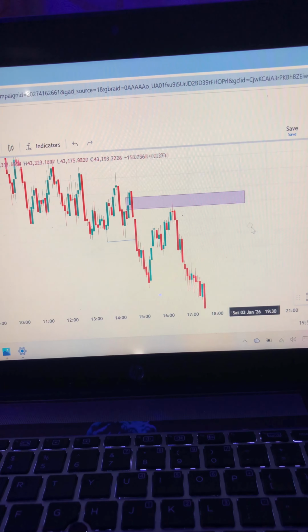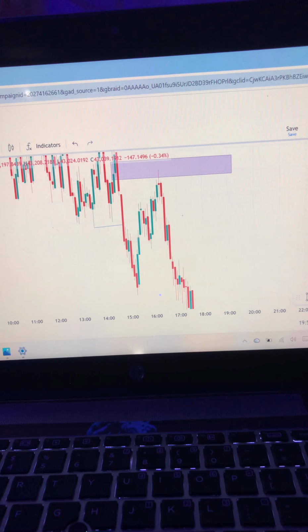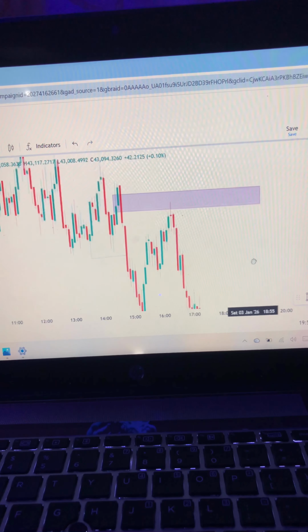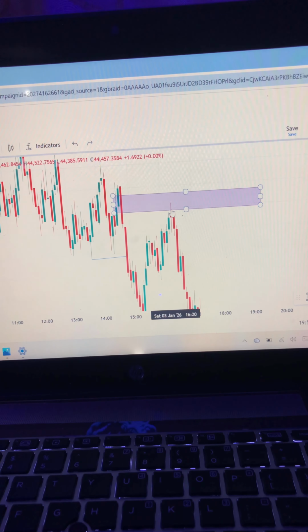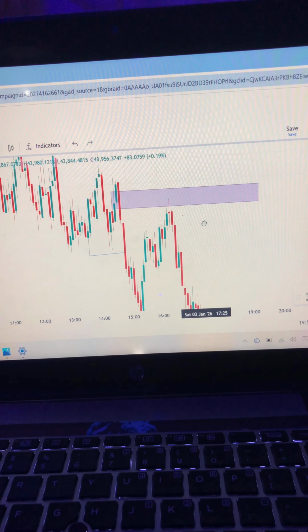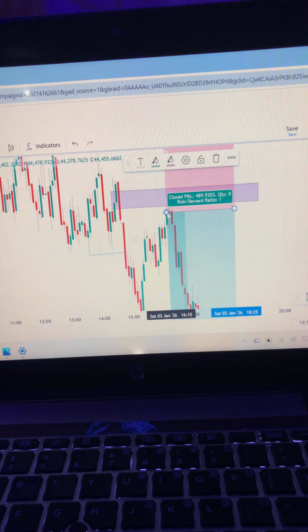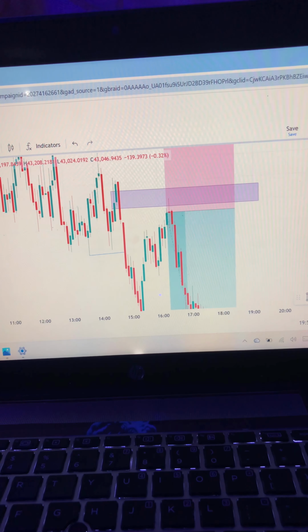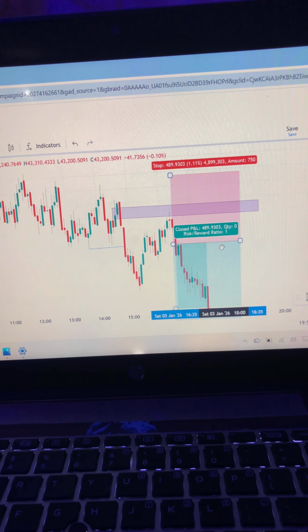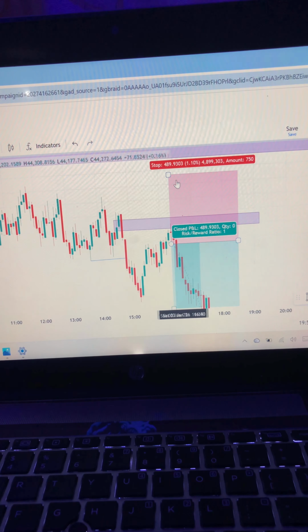The market came to my zone and gave me a rejection candle here on my order block. Immediately I got this rejection candle and this confirmation pattern, this confirmation candlestick. Then I immediately took a short position with confidence that this trade is going to go my way. Then my stop loss was above this place.